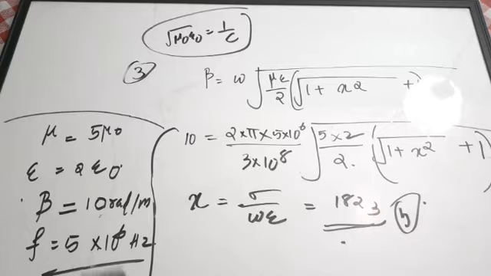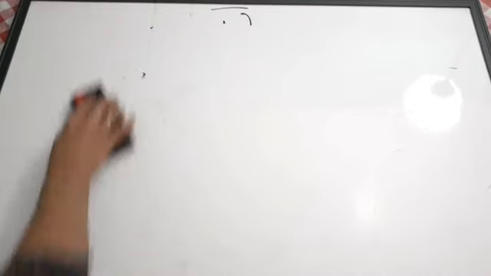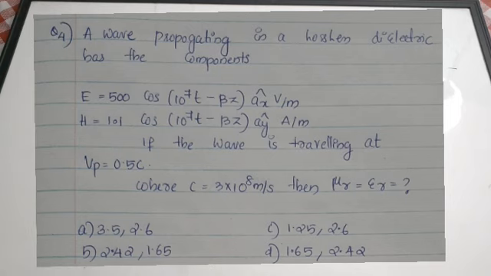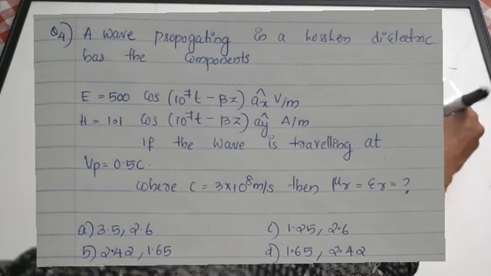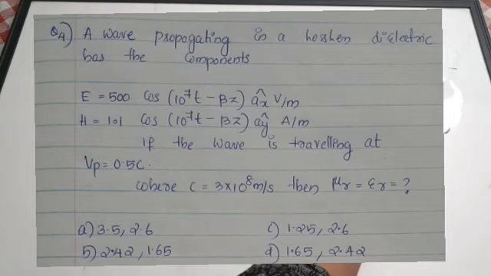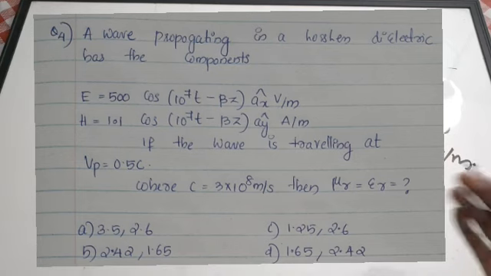Next question is question number 4. A wave propagating in a lossless dielectric has components E equal to 500 cos(10 raised to 7 t minus beta z) a_x volt per meter, and the magnetic field component H equal to 1.1 cos(10 raised to 7 t minus beta z) a_y ampere per meter. These are the electric and magnetic field components given to you.